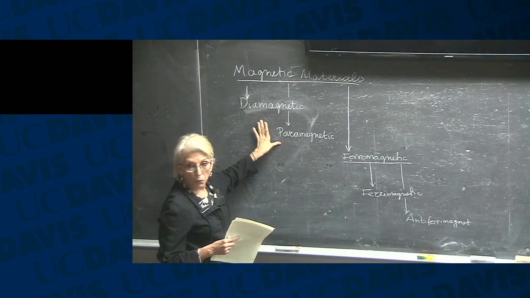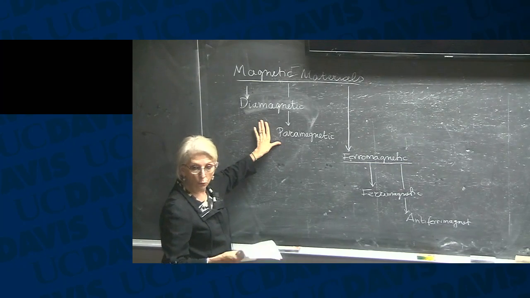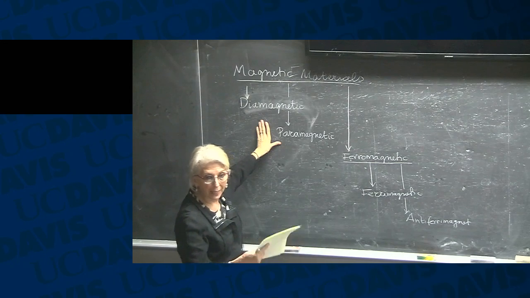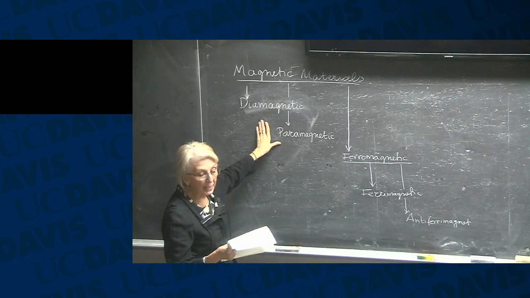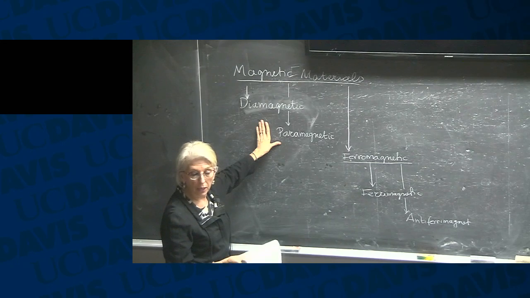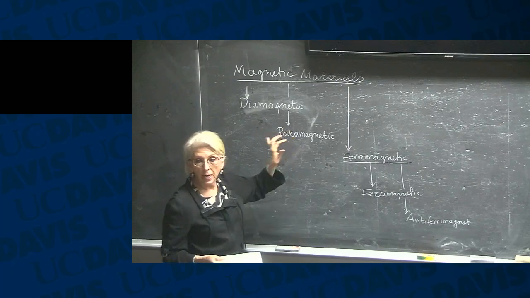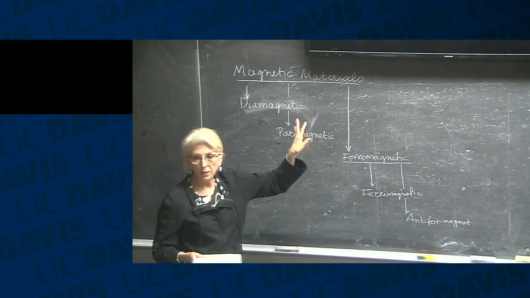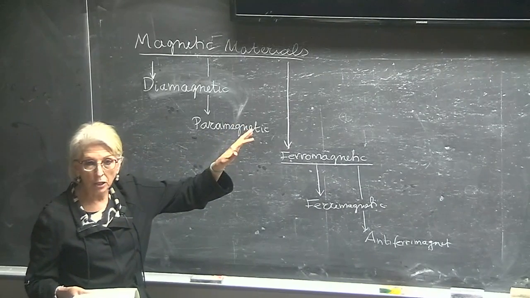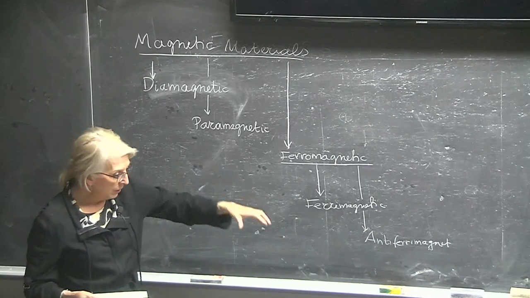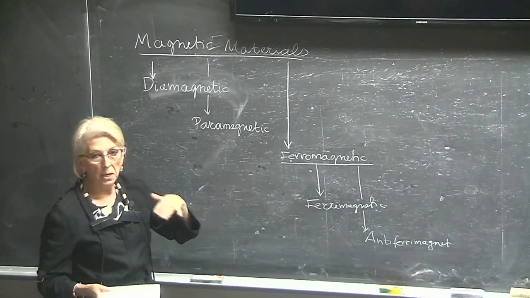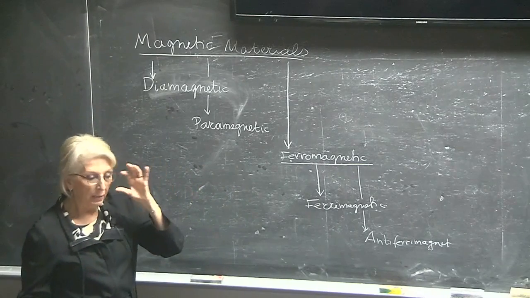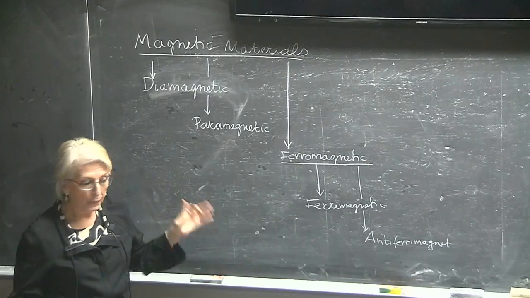The characteristic of these two is that they create something similar to an electric polarization. They create a magnetization vector, like we have the polarization vector, and we'll explain that, only if there is a magnetic field applied to them. When the magnetic field goes to zero, the magnetization vector goes to zero. It only exists when the magnetic field is there, and when it goes away, the material behaves as it would behave without any field before.